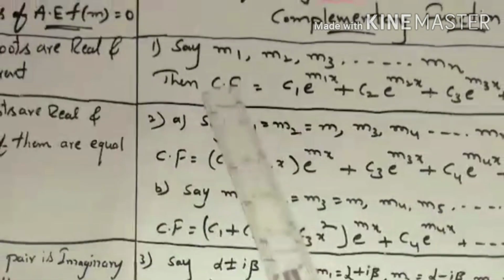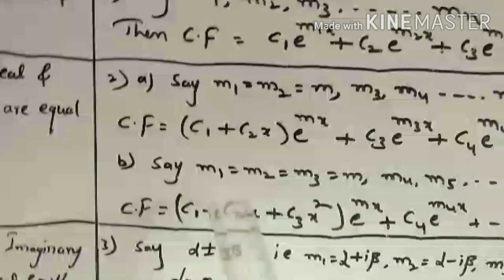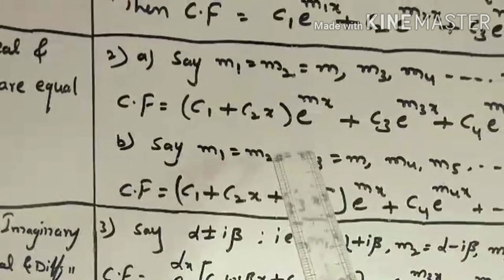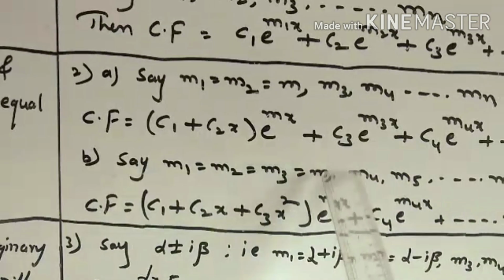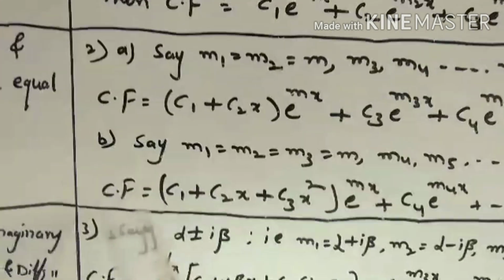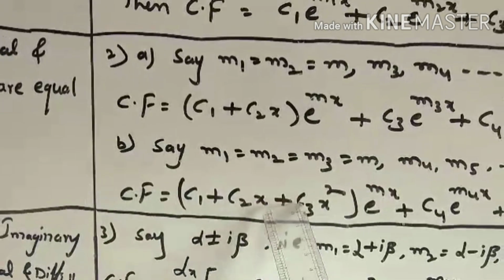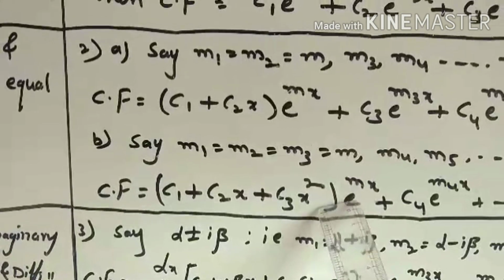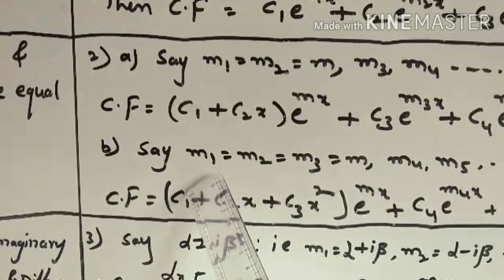Okay. If three roots are equal, if two roots are equal, it may be four roots are also equal. So suppose four roots are equal, that is m1 is equal to m2 is equal to m3 is equal to m4 is equal, common root m. Then what is the complementary function? C1 plus C2x plus C3x square plus C4x cube. Here x to the power of 0 value is 1.